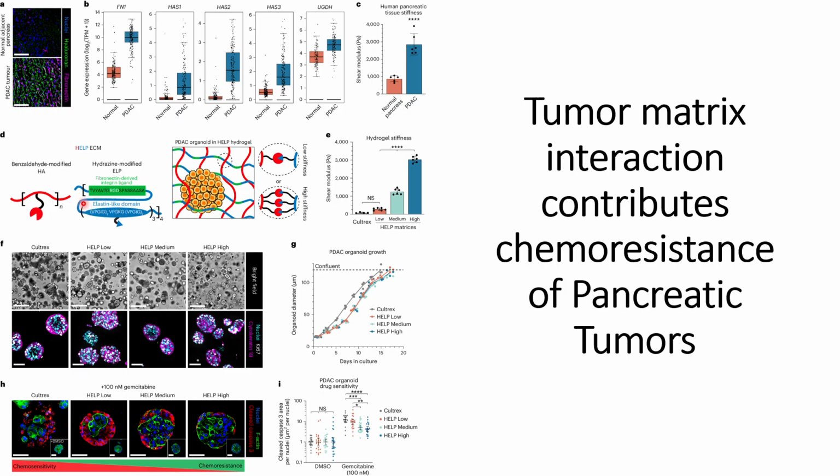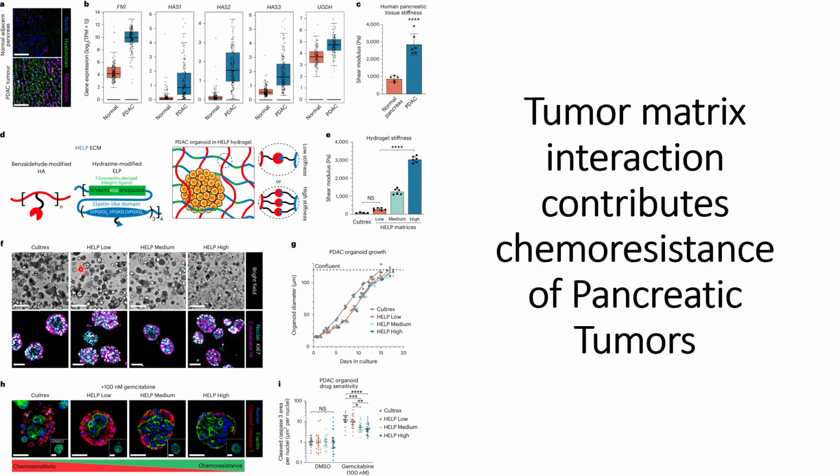After creating this matrix, they introduce the pancreatic tumor organoid in this HELP hydrogel, which looks like this. It is introduced in the low stiffness hydrogel and the high stiffness hydrogel. They checked the stiffness modulus of these HELP matrices and compared them with the standard culture matrix, which is composed of several proteins found in the ECM. What they found is that the high HELP matrix has a stiffness close to the stiffness of pancreatic tumors found in vivo.